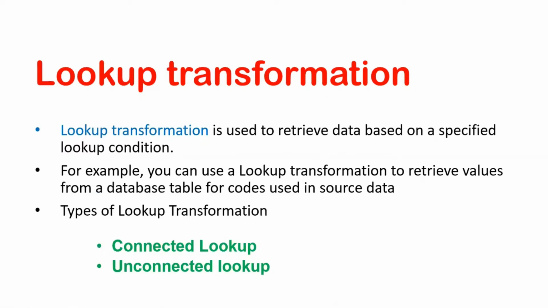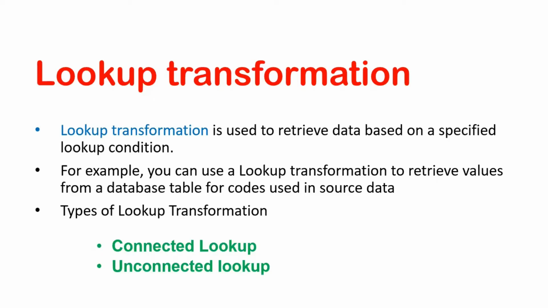Whenever we are creating logic in a real-time project, if I want to look up some value in the pipeline, then I can go for the lookup transformation. We have two types of lookup transformation. One is connected lookup, the other is called unconnected lookup. In this session, we are going to learn about connected lookup. In our next session, we will learn about unconnected lookup. After that, we will learn when to go for connected lookup and when to go for unconnected lookup.